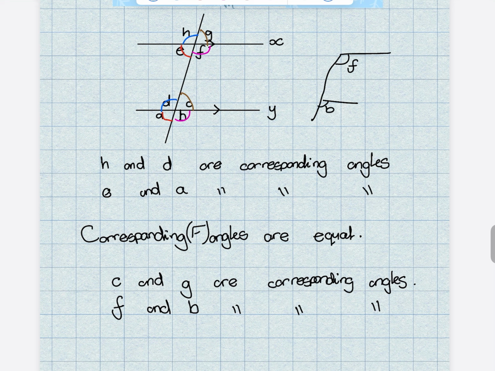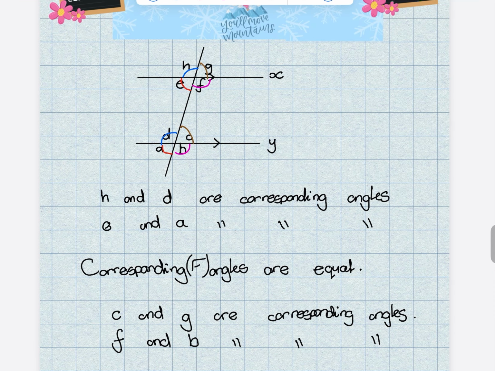Right. Even if you notice, if you look at H and D, but the F will now be facing the other direction. Okay, H and D. So D there, H and D. Right. Okay, I think it's clear. Right. Let's move on to what we call alternate angles. So on this very diagram, we have what we call alternate angles.